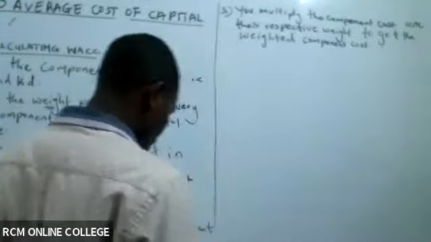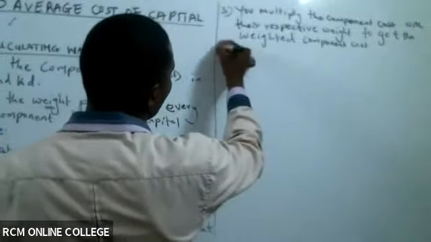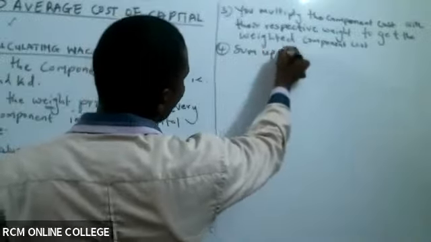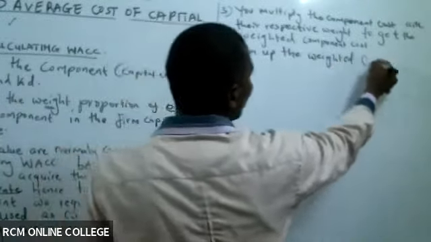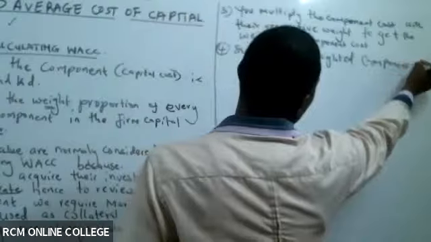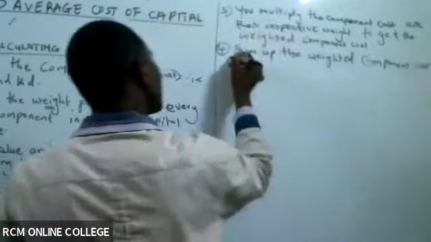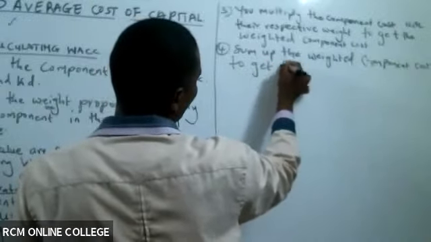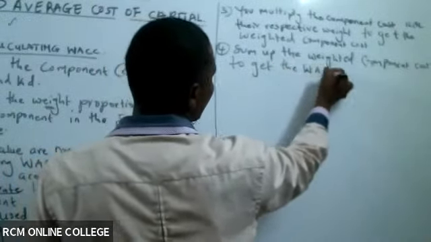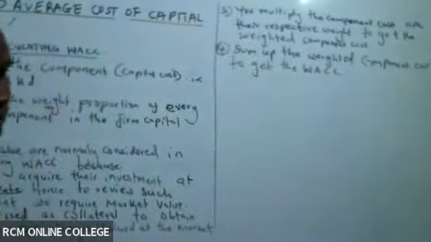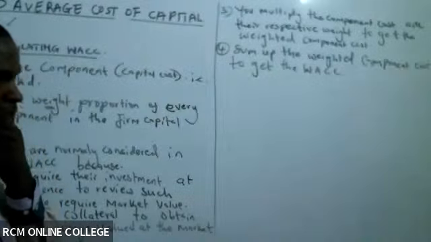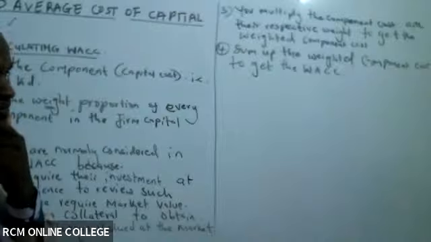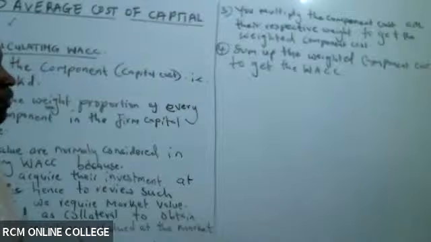Step 4: sum up the weighted component cost to get WACC. You sum up the weighted component cost to get WACC.